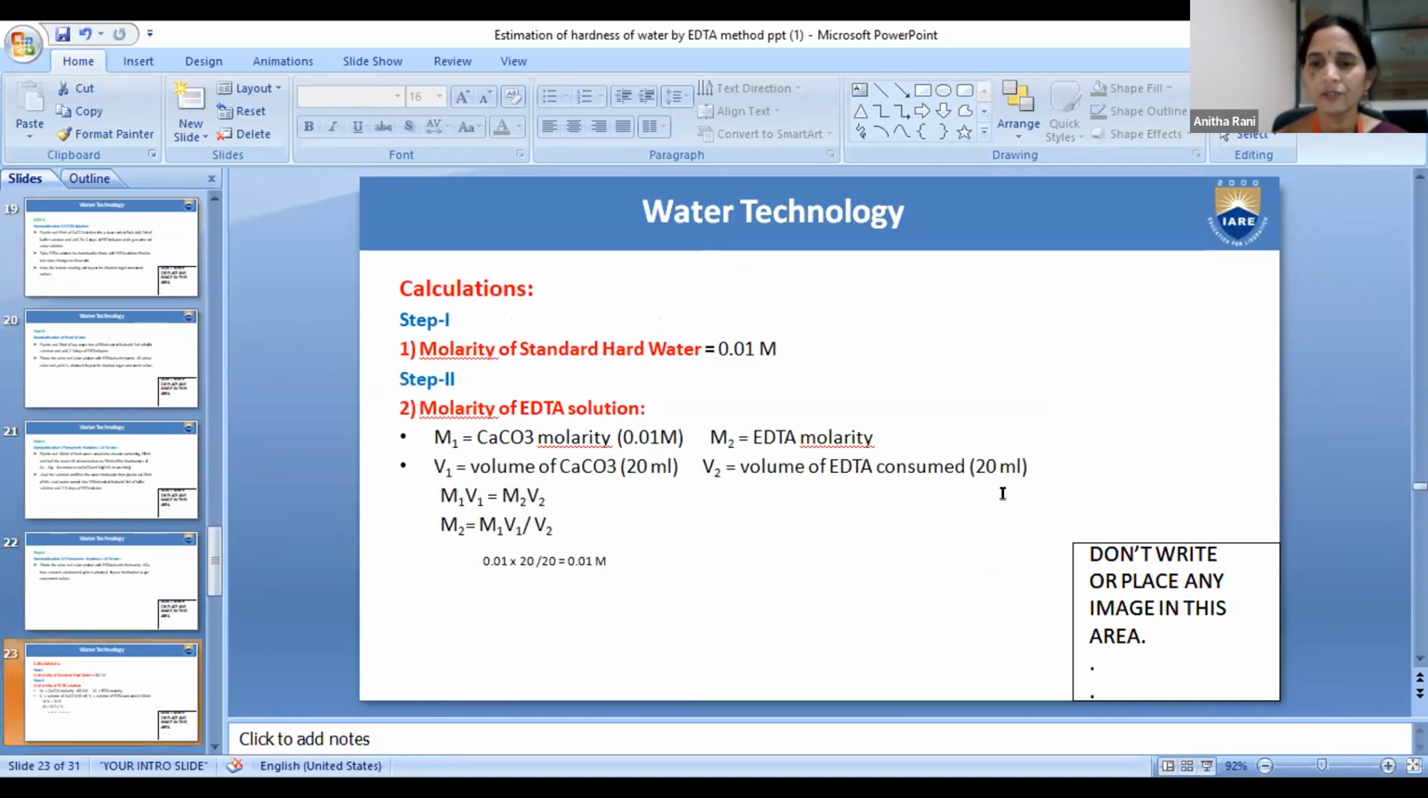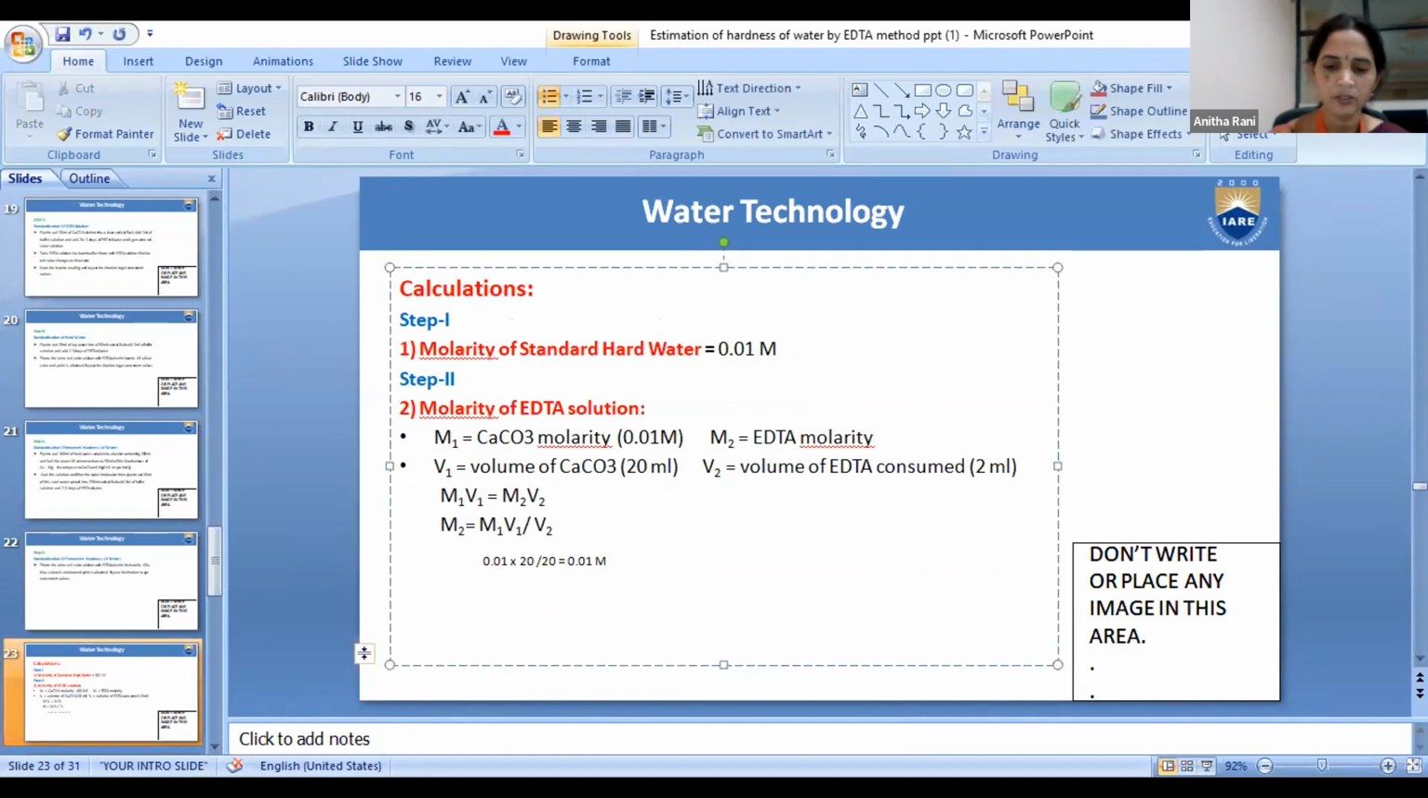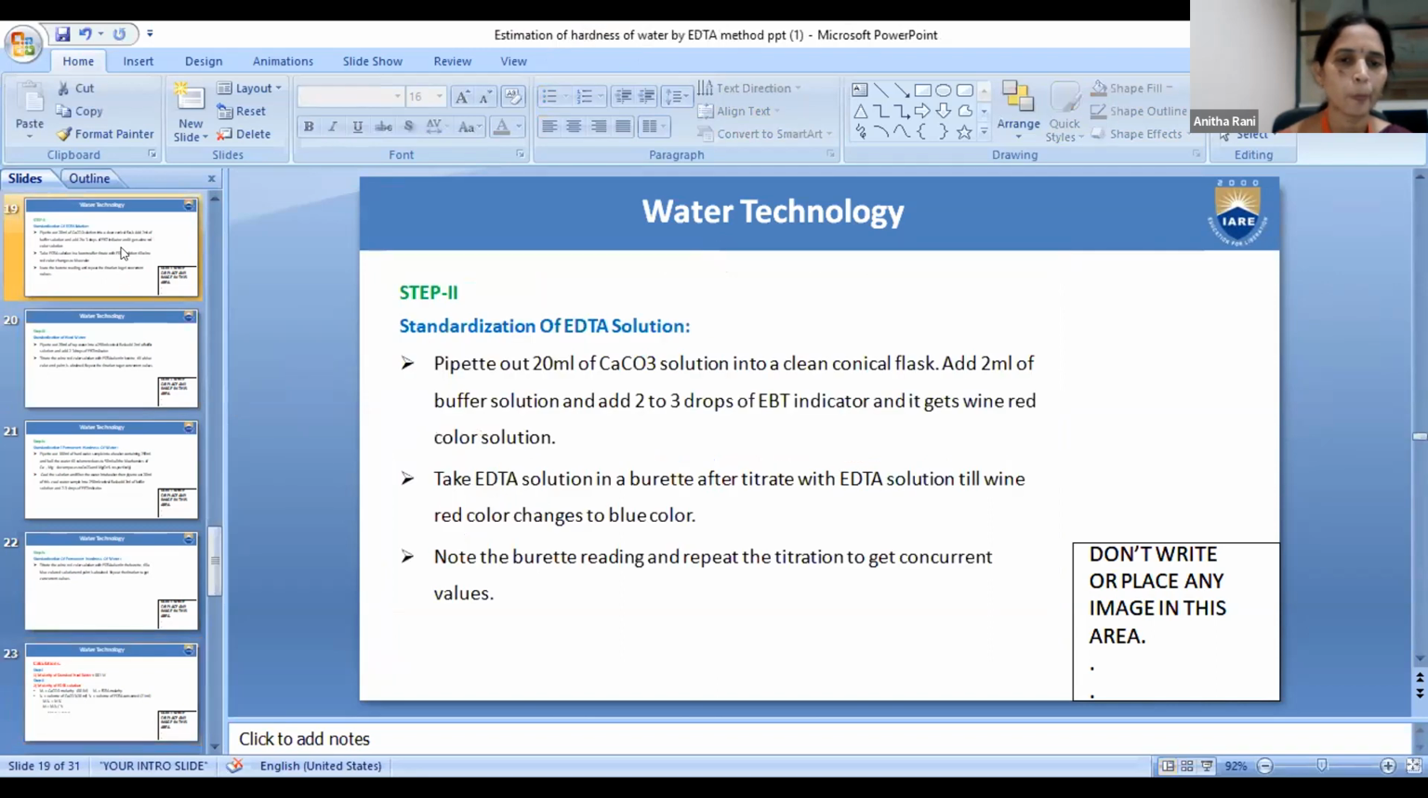Go for calculation. If you get here 21 ml, then you can write here 21. You can write V2, no? V2 21. Here again you can calculate. Clear, everybody? So this is the calculation, molarity of EDTA solution, finding molarity of EDTA. Okay, that is the second step.